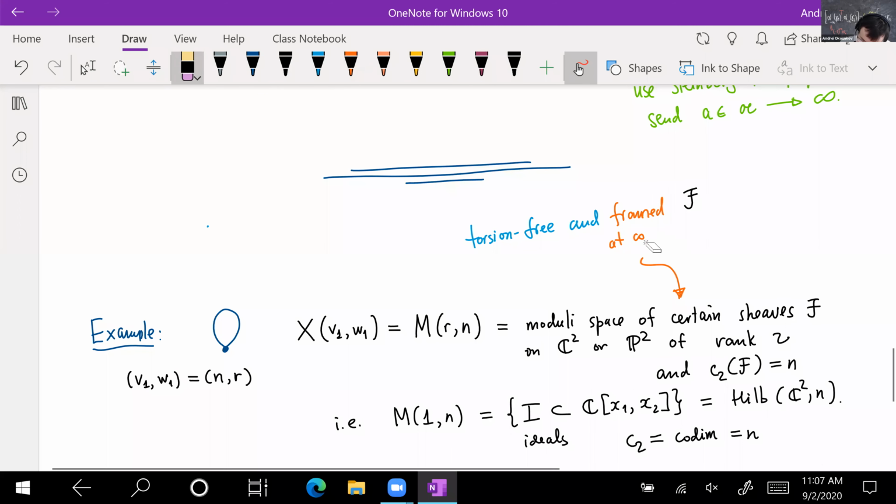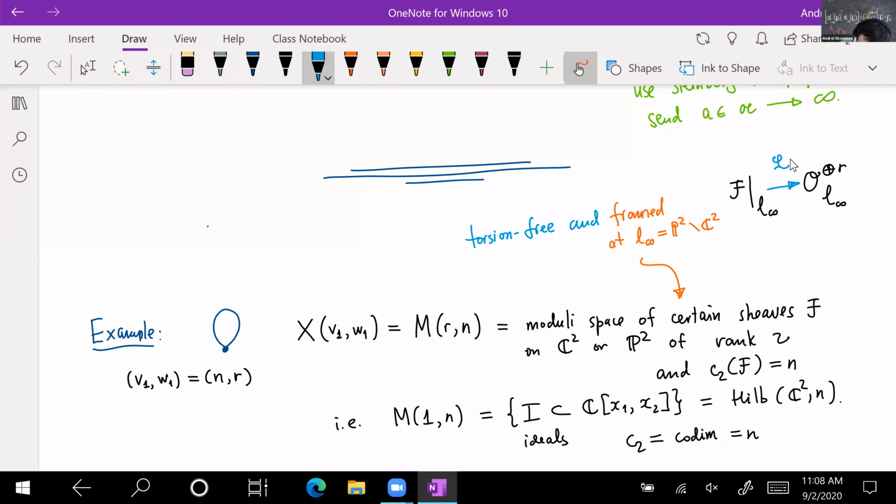Infinity means maybe a line at infinity, maybe like L infinity. This is P2 minus C2. And then you take framed, which means you take F and you restrict it to this line at infinity. That has to be a sum of copies of the structure sheaf, R copies. This has to be an isomorphism, and we call this isomorphism phi.